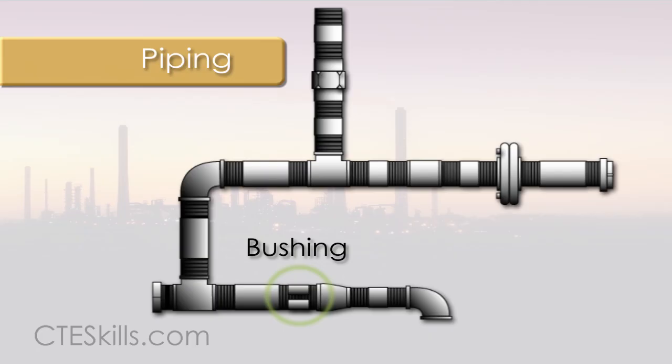A bushing is a cylindrical lining designed to reduce friction and wear, or constrict and restrain motion of mechanical parts. A cap covers the end of a pipe.